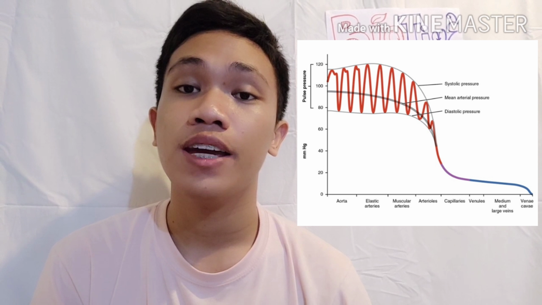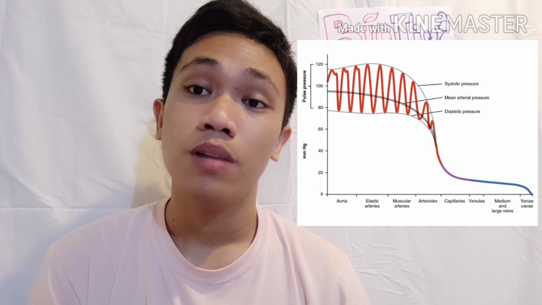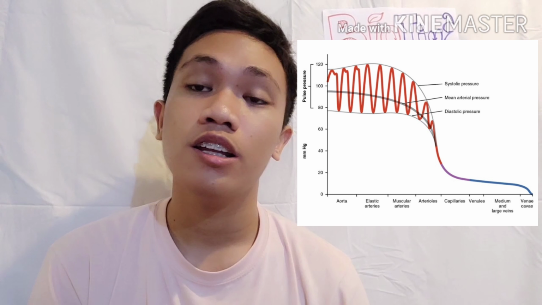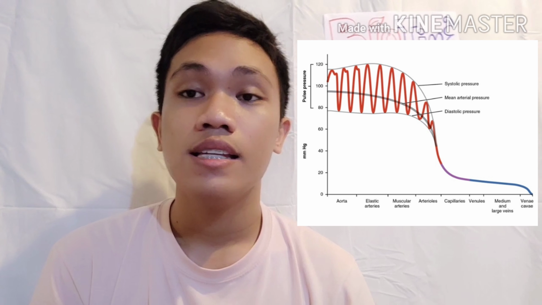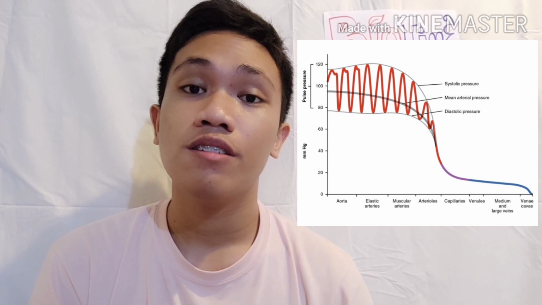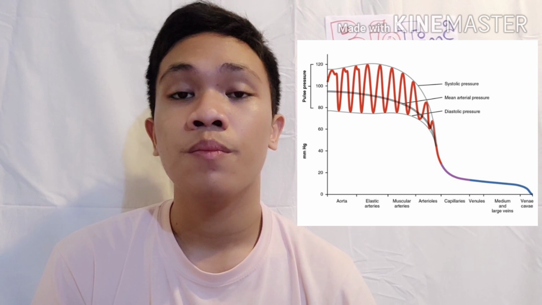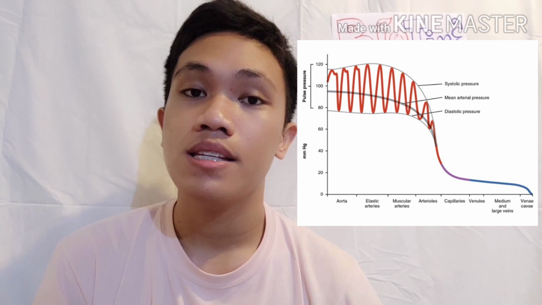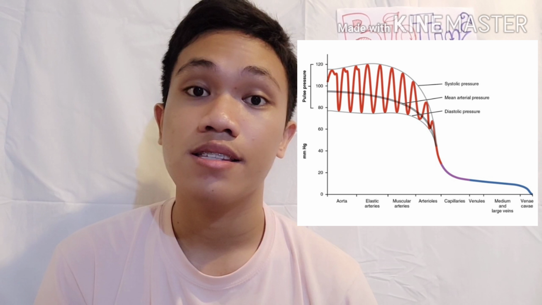The reason why veins have lesser blood pressure compared to that of the arteries, and they can hold more blood volume, is because unlike the arteries, which receive blood right after the heart contraction, veins have lesser contractile capacity and have thinner walls compared to that of the arteries.